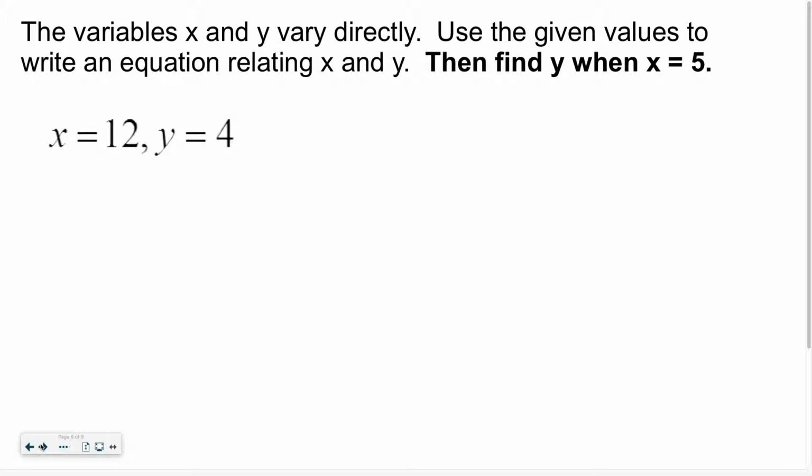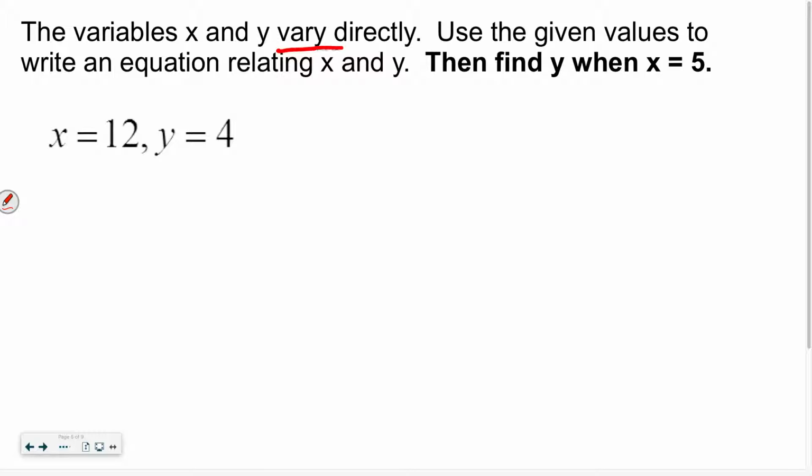The variables x and y vary directly. Use the given values to write an equation relating x and y, and then find y when x equals 5. x equals 12 and y equals 4. Really important on these problems is, are you reading the directions? It's going to tell you some really important information. What's the most important piece of information in this set of directions? That the two variables vary directly.